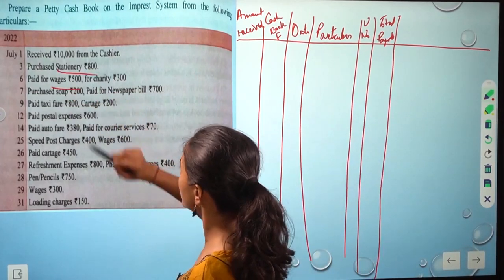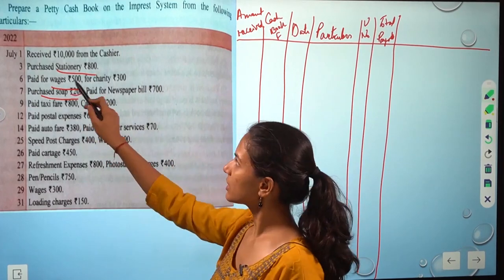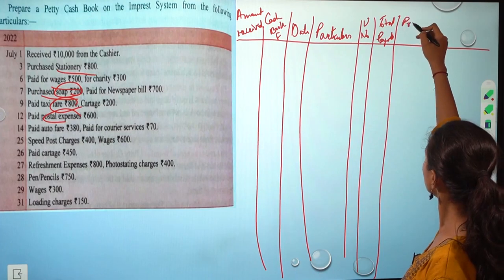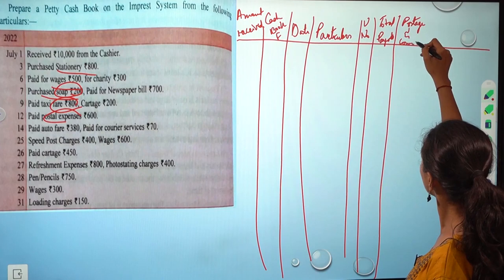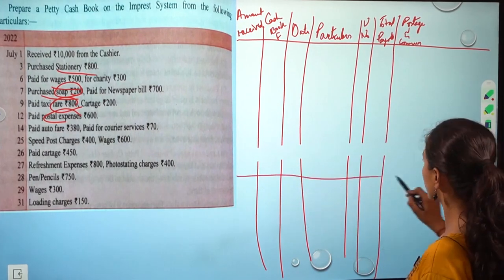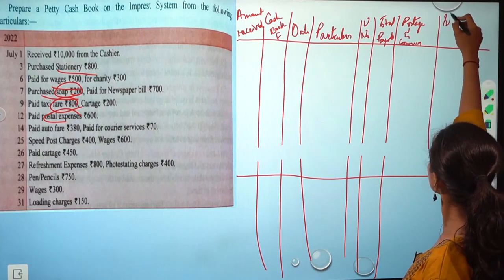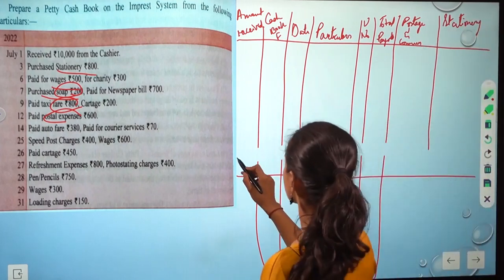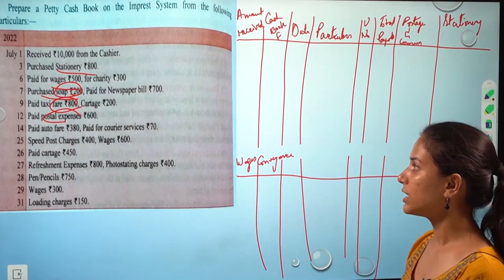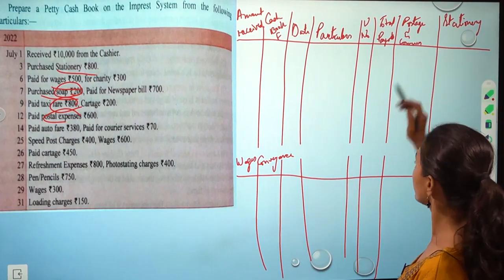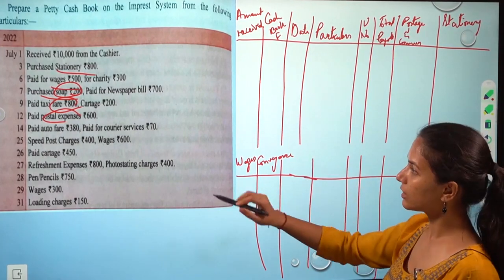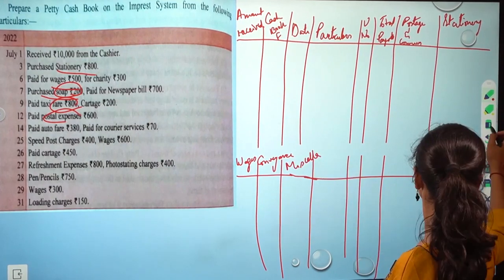Then whatever it is: stationery, wages, then miscellaneous, under which all this will come. Fare will be under conveyance, and postal, so let's say postage and courier. Let's continue it here also. So this will be postal and courier, then stationery, then wages. Then what do you have? Conveyance, postage, then stationery we have there. Then we will be having miscellaneous. Or let's do it this way.